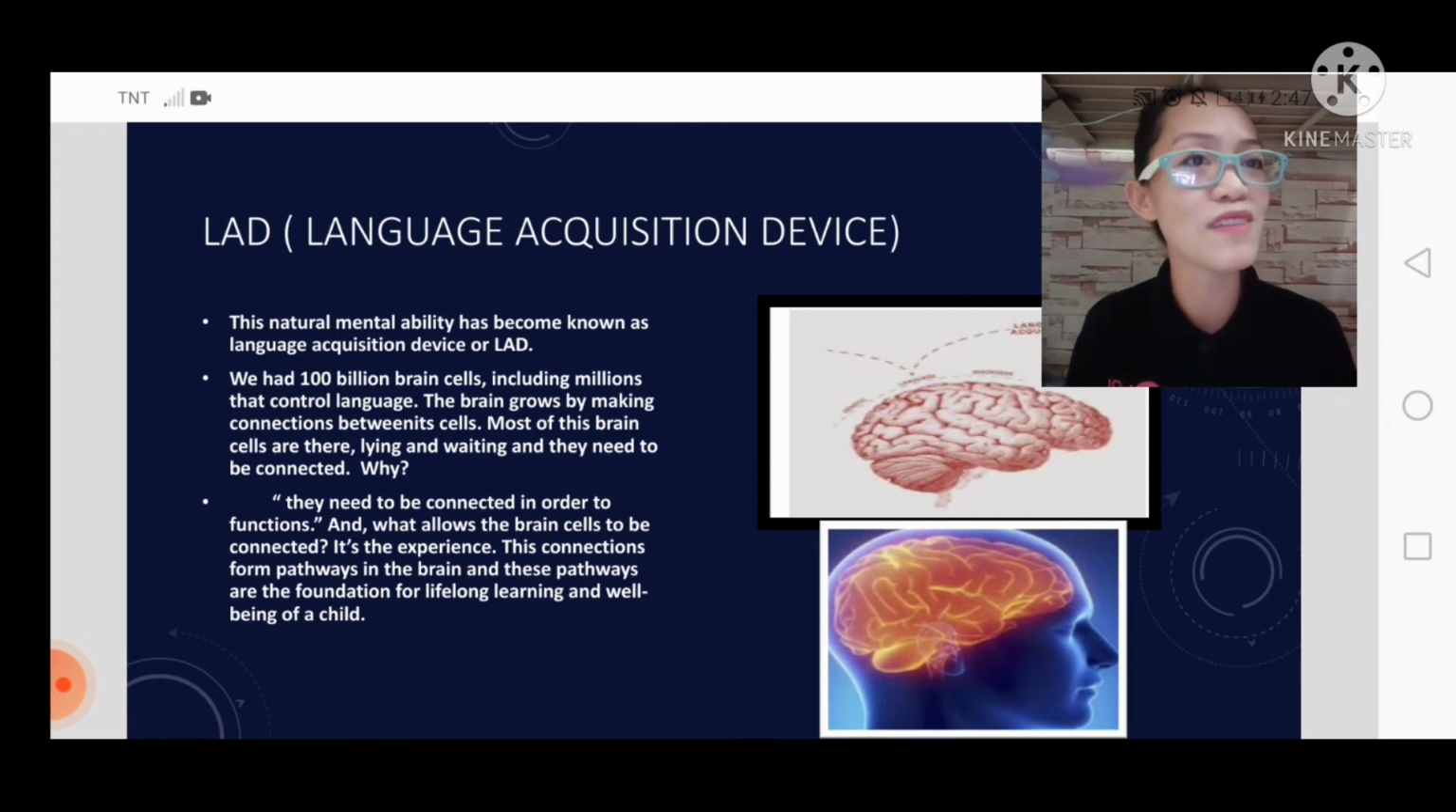And what allows the brain cells to be connected? It is experience. It allows the brain to be connected. These connections form pathways in the brain, and these pathways are the foundation for lifelong learning and well-being of a child. So it means that the child needs those connections and that experience to function well and to have lifelong learning and well-being.